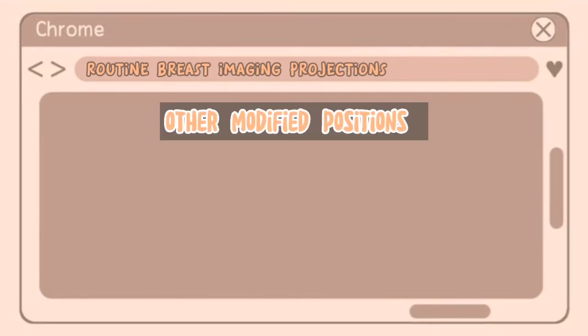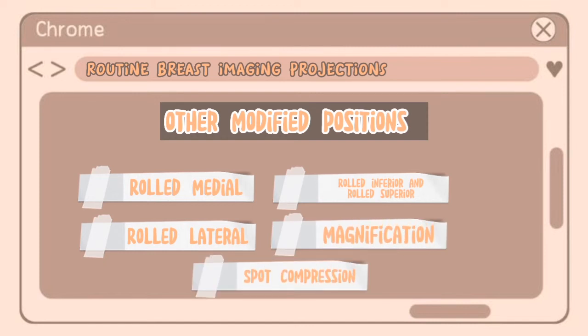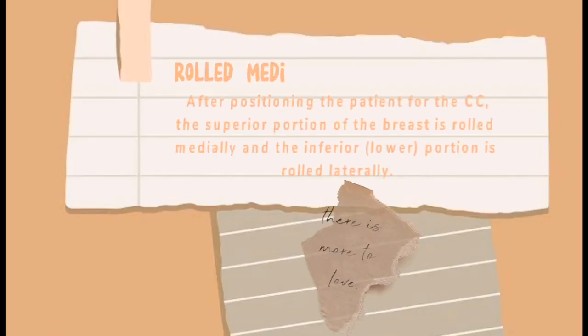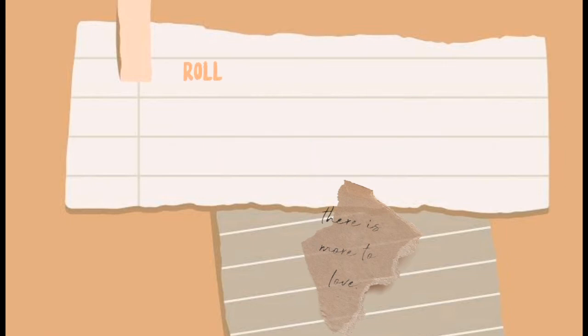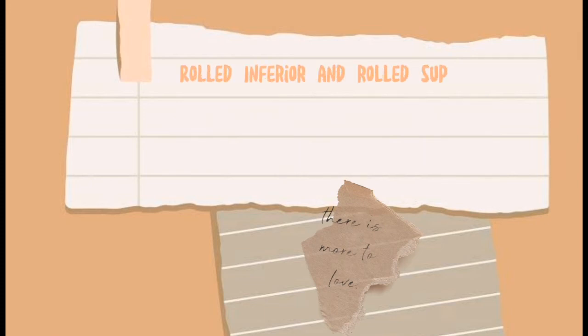Other modified positions: rolled medial, rolled lateral, rolled inferior and rolled superior. Magnification, spot compression. Rolled medial. After positioning the patient for the CC, the superior portion of the breast is rolled medially and the inferior portion is rolled laterally. Rolled lateral. After positioning the patient for the CC, the superior portion of the breast is rolled laterally and the inferior portion is rolled medially.